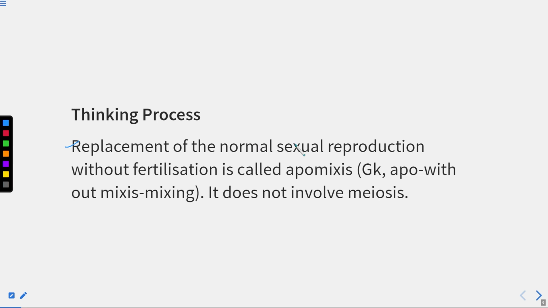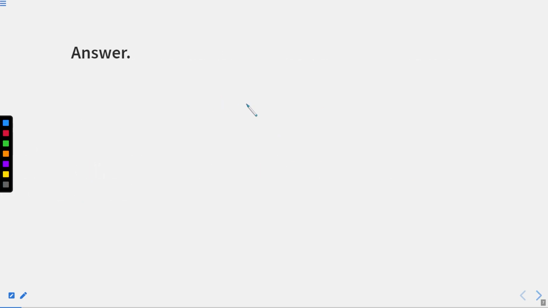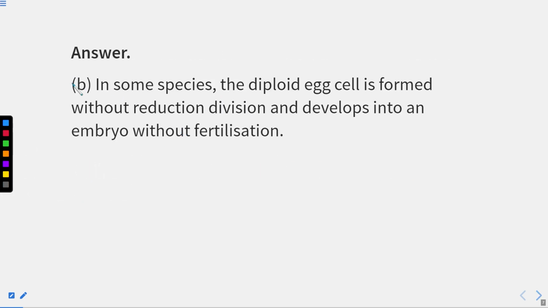The replacement of normal sexual reproduction without fertilization is called apomixis. So what was apomixis? We have already discussed. Apomixis is the formation of seeds without fertilization. Apomixis is a Greek word. Apo means without and mixis means mixing. And during apomixis, what happens? Meiosis is not involved. Okay, so this will help you answer this question. The answer for this question is option B.